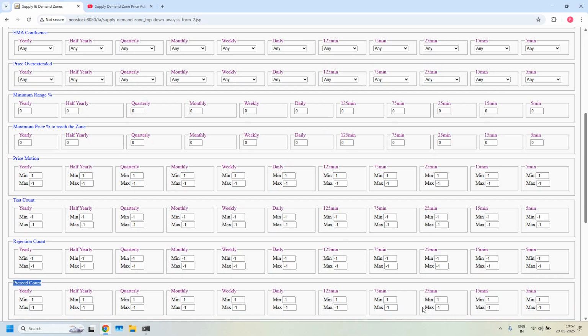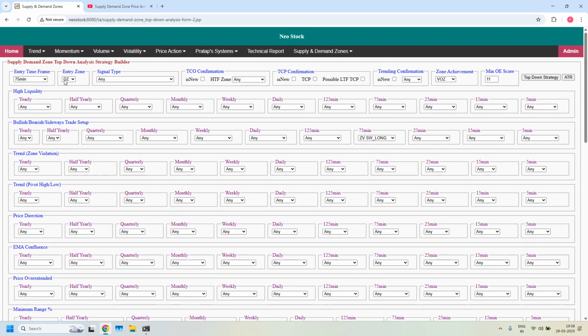In this parameter at entry time frame, that is 75 minutes, I am setting minimum value 0, maximum value 0. That means the zone pierced count should be 0. The meaning is, if a zone pierced count is 0, that zone is not pierced. Which zone is not pierced? The zone you selected here. I selected 75 minutes demand zone. So to this 75 minutes demand zone, the pierced count parameter will be applied.